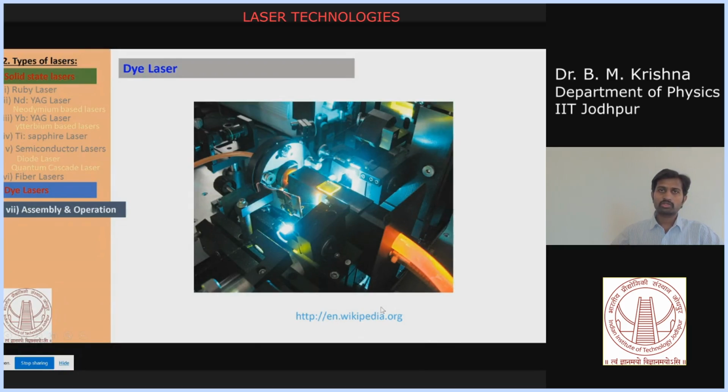So you have a large volume of your dye solution. What you do is continuously pump that dye solution to the cavity. So you have a cavity. This is one of the mirrors and this is the other mirror. Now this is your cavity. In the cavity you have a dye container.